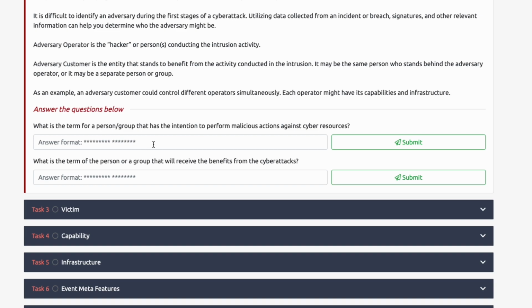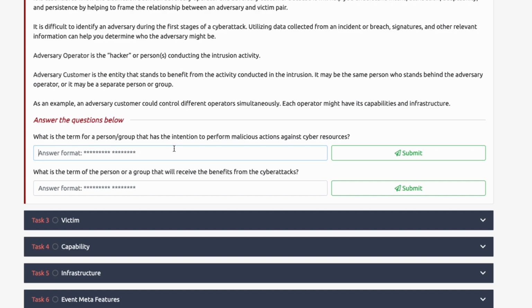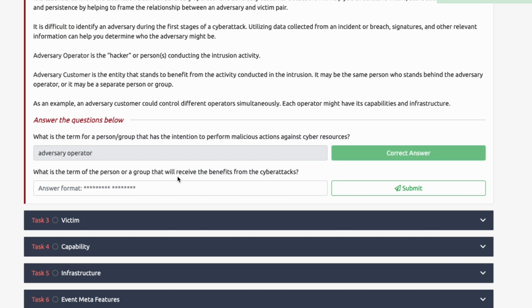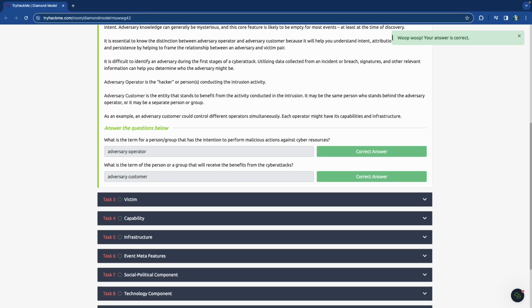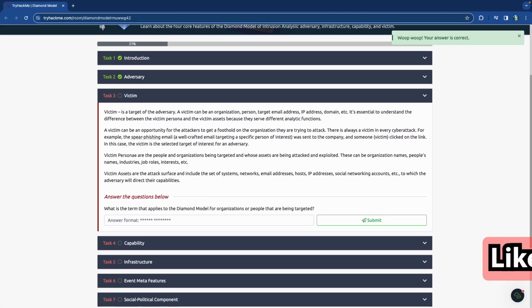So what is the term for a person or group that has the intention to perform malicious actions against cyber resources? We're just going to say adversary operator. And what is the name of the person that will receive benefits, which would be the customer? Okay, easy enough. Moving on to the victim.